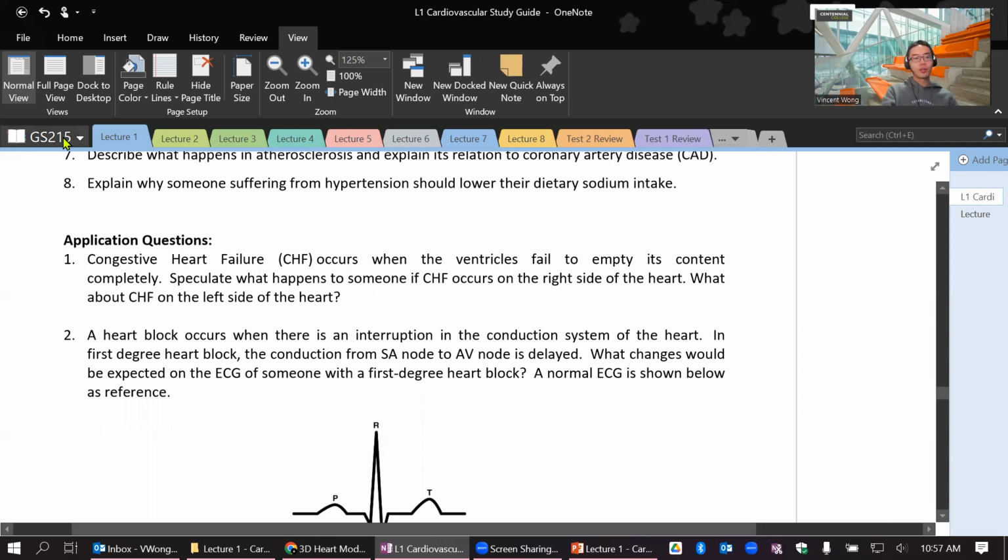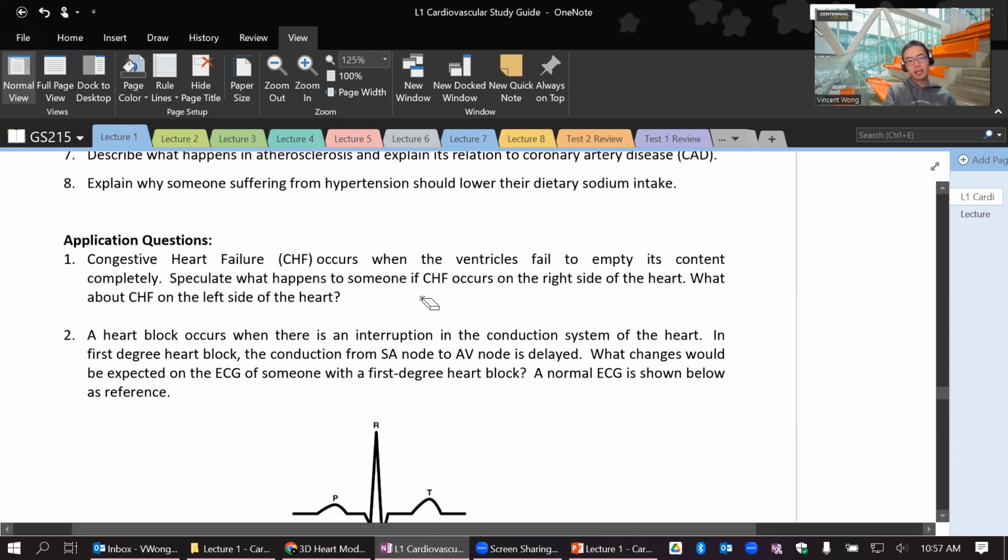All right, first question. Congestive heart failure occurs when the ventricles fail to empty its content completely. Speculate what happens to someone if congestive heart failure occurs on the right side of the heart and then on the left side of the heart.